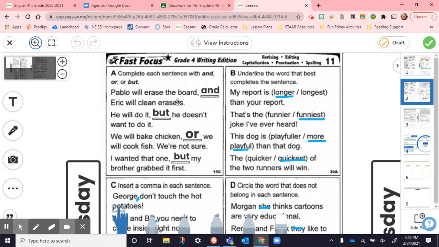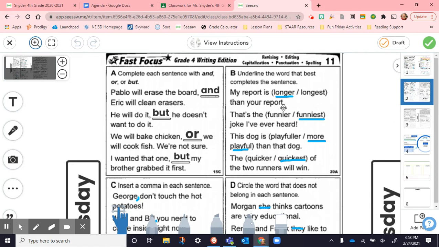Pablo's going to erase the board and Eric's going to clean. It's not like an either-or type of thing. They're both doing those things. When you use the word but, you've got a contradiction. So it says he will do it, but he doesn't want to. And then when you have a choice, so we will bake chicken or we will cook fish, we're not sure. You're not doing both, you're going to pick one. So either you're going to bake the chicken or you're going to cook the fish, not both.